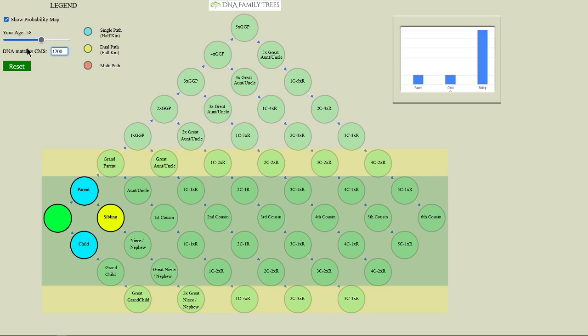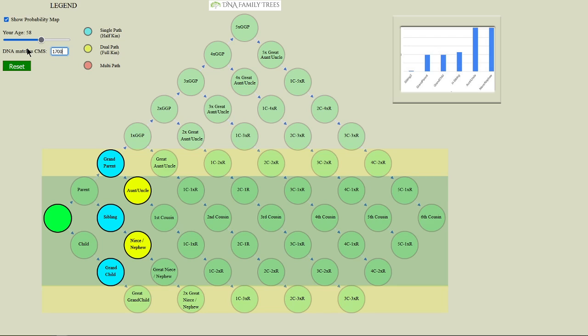Now we're going to go on down and just show you some of the numbers in here. Here's 1700.